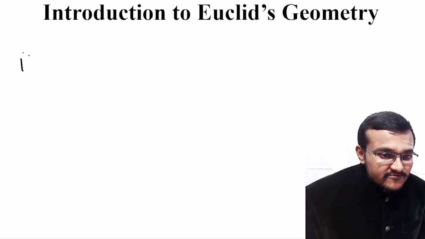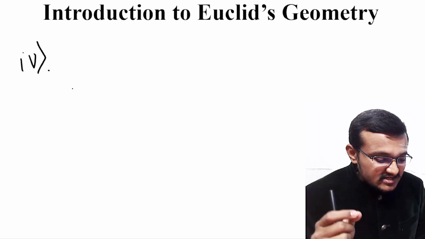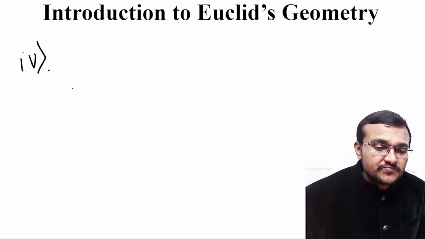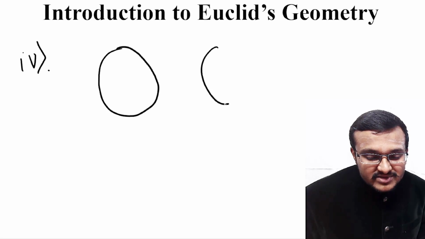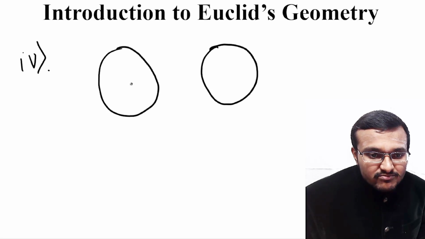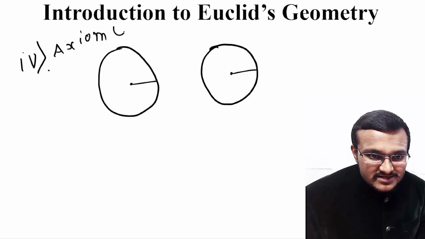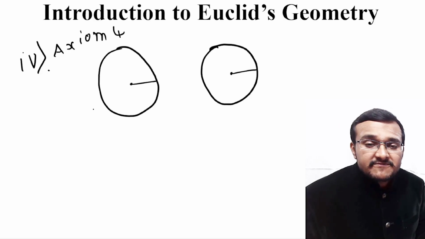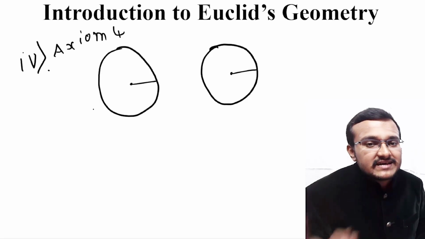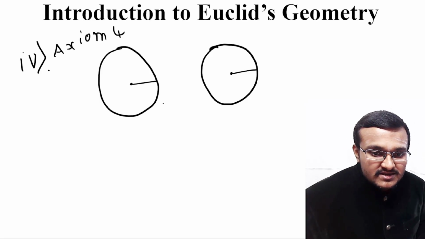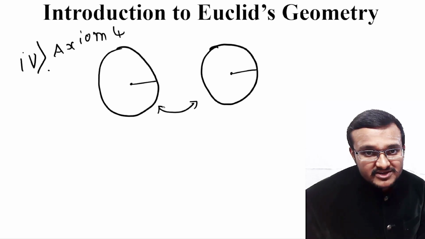Now we'll look into the fourth statement: if 2 circles are equal, then their radii are equal. That means if 2 identical circles are there, their radii must be equal. If you look into axiom 4 of Euclid's axioms, if two things coincide with one another, then they are equal to each other. Here these 2 circles are already equal to each other, as given in the statement.